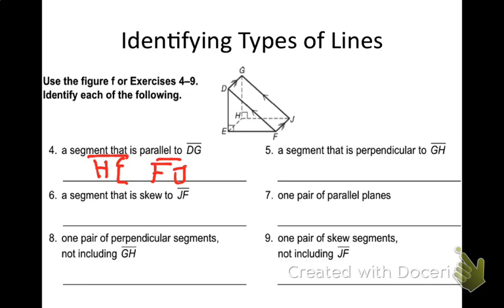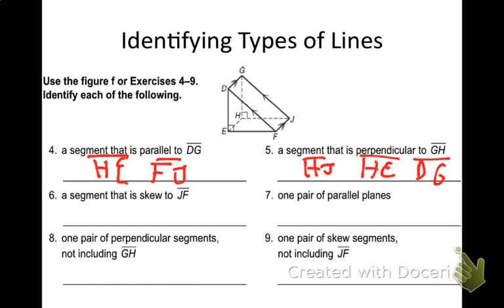Now, number 5 is to the right there. What's a segment that's perpendicular to GH? There are 1, 2, 3 of them. There are 3 of them perpendicular to GH. Give me one of them, Anna. HJ is perpendicular. Good work. Another one could be HE again. And the other one could be DG. Good work.